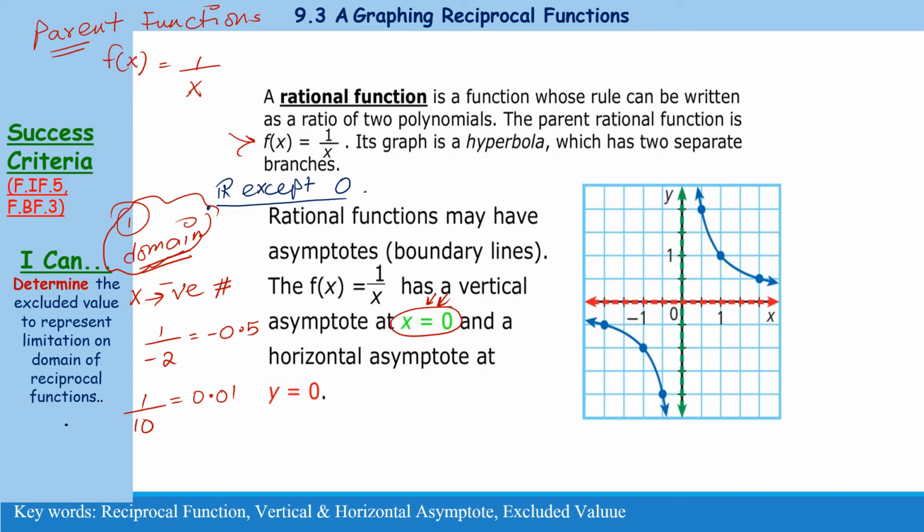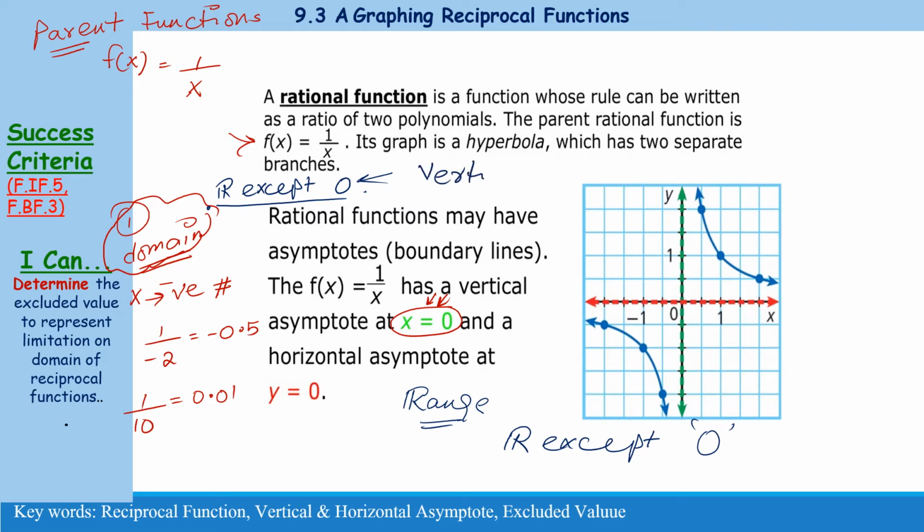So 0 is my excluded value. Now after this, try to find the range. Similarly, if you put any number, you will get an output, but once you put 0, you will get undefined. So your range is also all real numbers except 0.